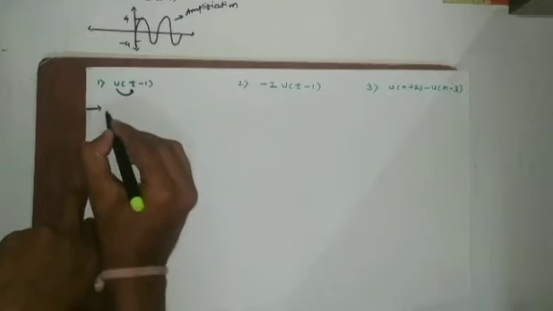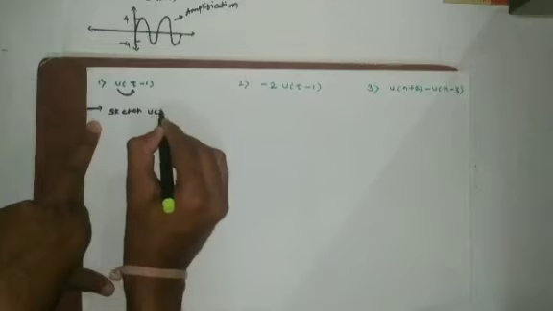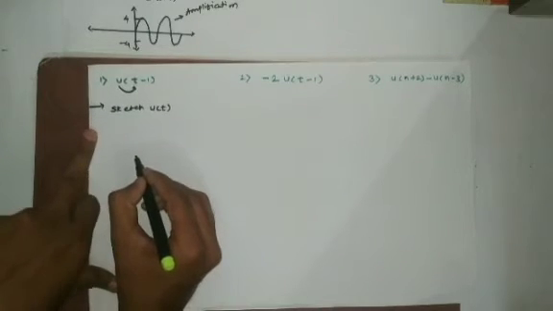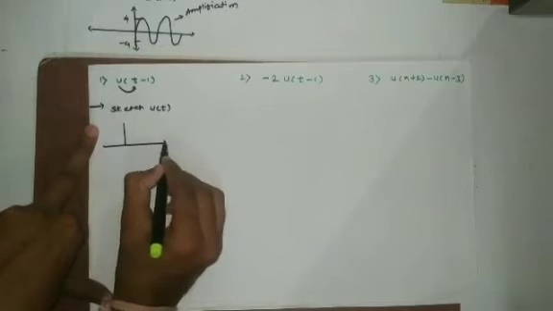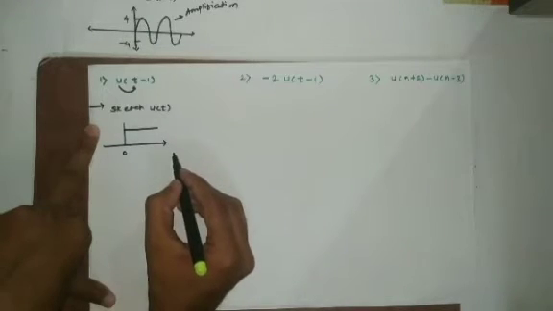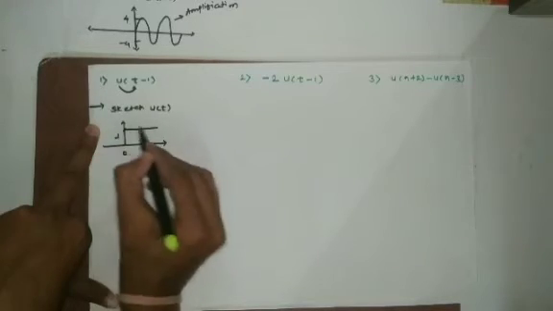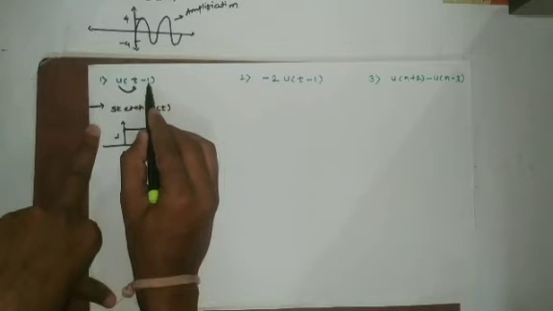So I am sketching it here. Sketch u of t, that is going to be our unit step signal, and we know its properties. It has an amplitude 1 for the values of t greater than or equals to 0. That means for all positive values of t its amplitude is 1. Now this signal is shifted by certain delay or time period as 1.